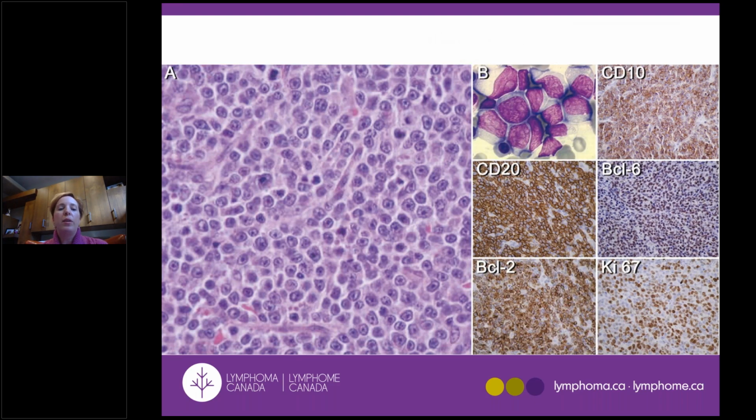This slide shows a little bit closer up picture of those large cells in A and a very close up picture in B, as well as some of the special stains that are often used in diffuse large B-cell lymphoma.